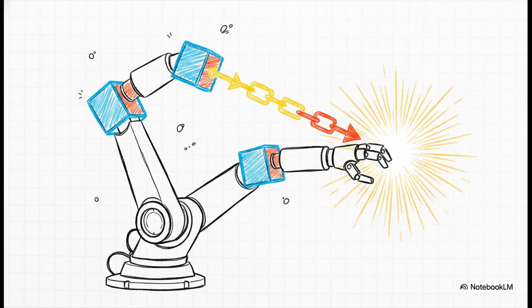So when you take those 4 DH parameters for a joint, you can plug them into a transformation matrix. And hey, don't worry about the heavy calculus here. Just think of a matrix as a set of mathematical instructions. If you chain these matrices together, multiplying the matrix for the shoulder by the matrix for the elbow by the wrist, you get one master transformation.